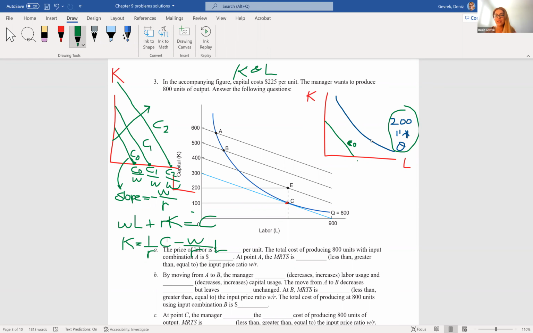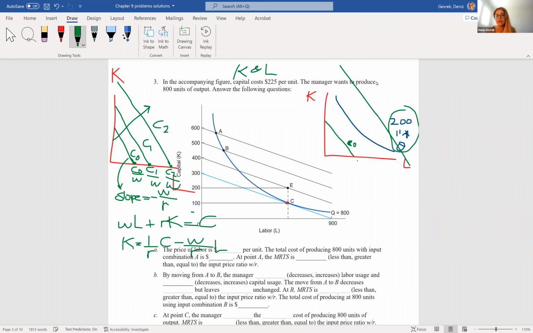Yes, Megan? Okay, the question is, can I produce 200 units by spending only $0? You wouldn't be able to produce 200 because it's below the isoquant line. Yes. So how about this one?